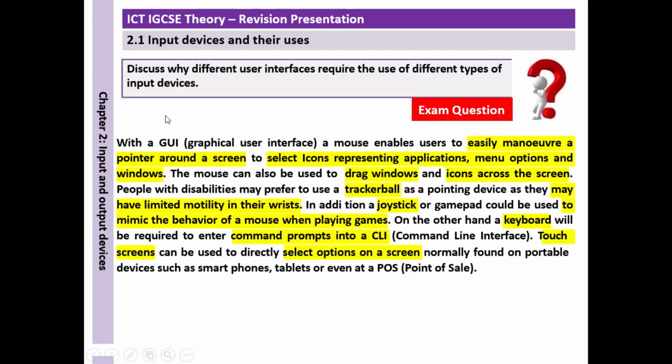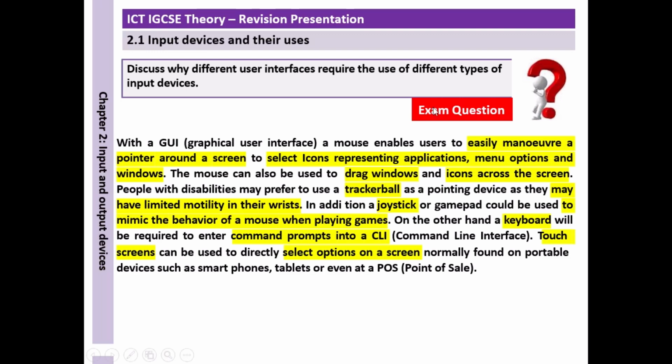And then I'm coming to the end of the input devices, and that's the direct input devices. Discuss why different user interfaces require the use of different types of input devices. We have got graphic user interface and command line interface. Command line interface is well suited to use the keyboard. But when it comes to graphic user interface, which is Windows, it has varieties of direct input devices.